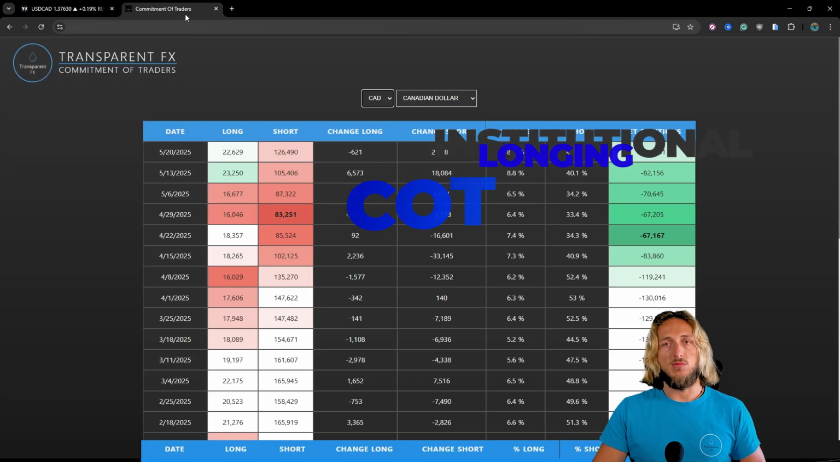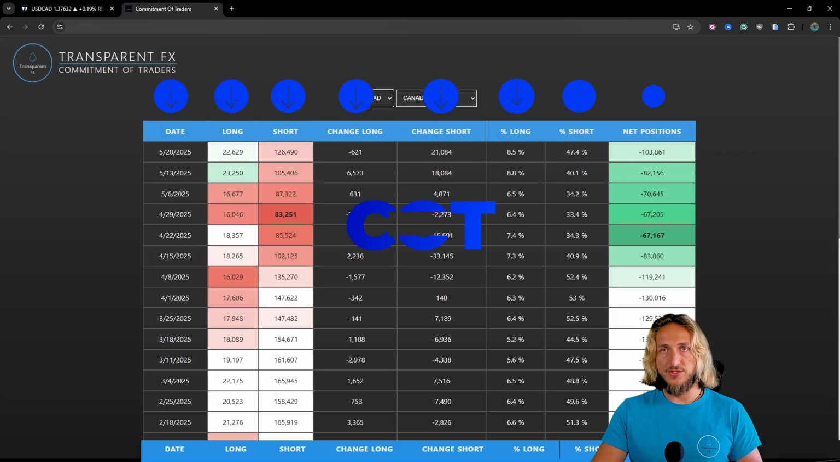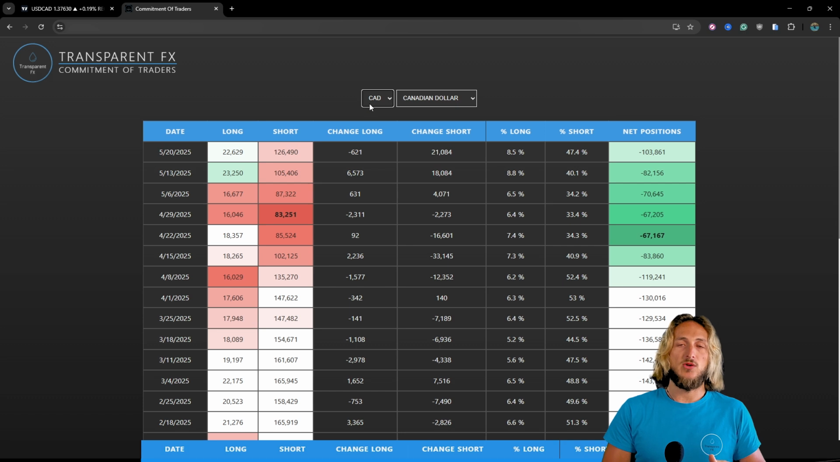Speaking about institutional buying, if we move to the commitment of traders and we check what institutions are doing on the CAD, the first thing that we have to keep in mind is that if we are looking at the CAD, we're actually already looking at CAD USD because all currencies on the spot are traded against the USD.